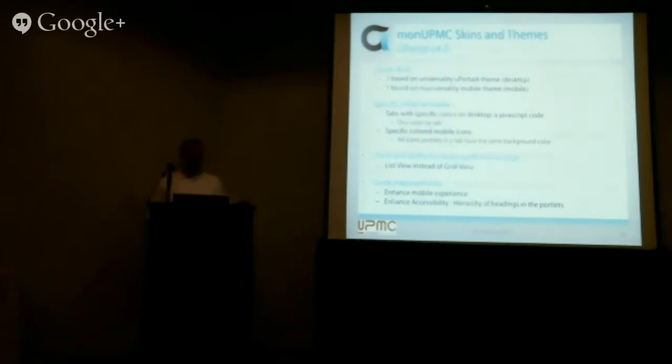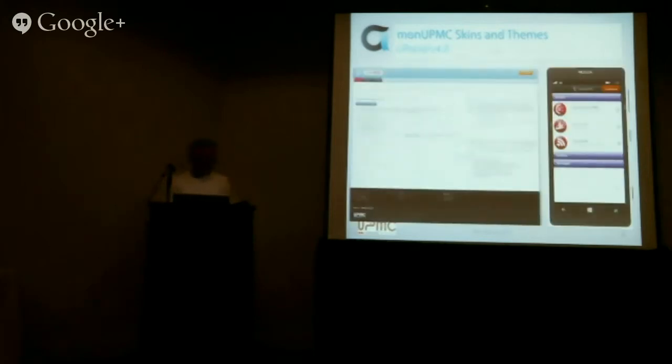So we created 2 new themes, one based on the University uPortal 4 theme and one based on the University mobile theme. We have done specific visual artwork. Each tab has a specific color on desktop with JavaScript code, and we created a specific color mobile icon. All icon portlets in a tab have the same background color. We use list view instead of grid view, and we have done a quick improvement to enhance mobile experience and to enhance accessibility. We could correct the hierarchy of headings in the portlets.